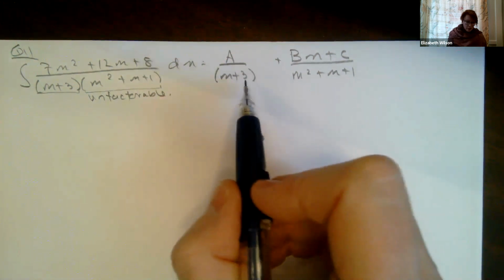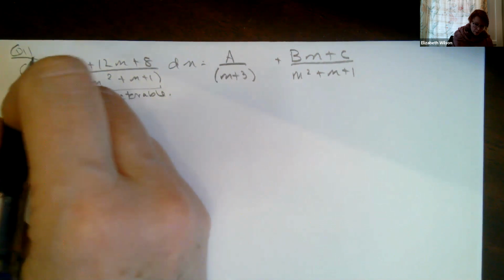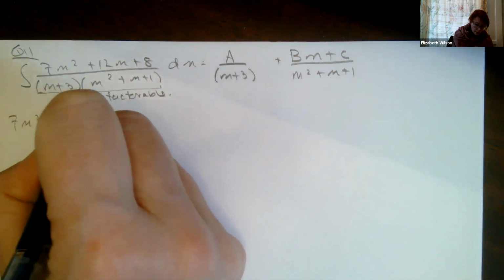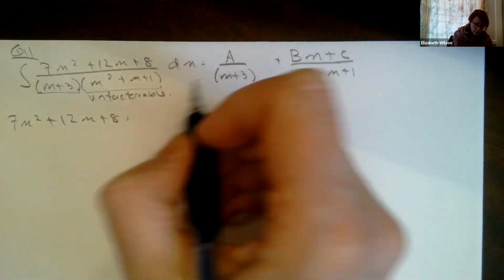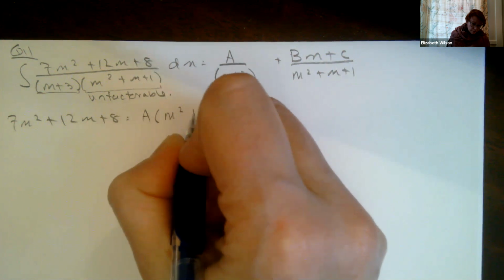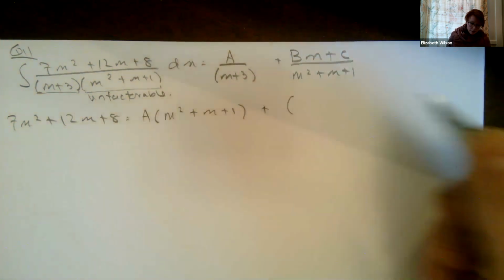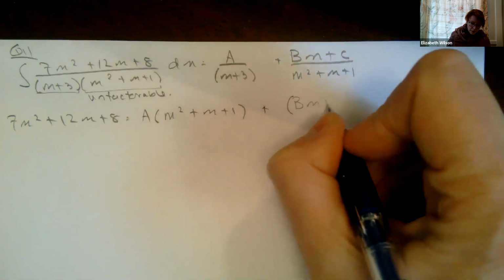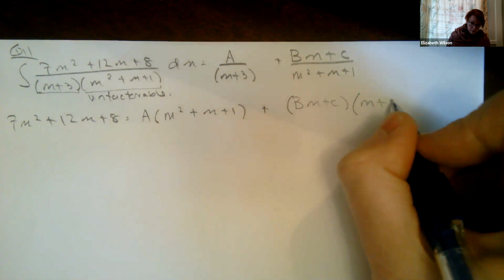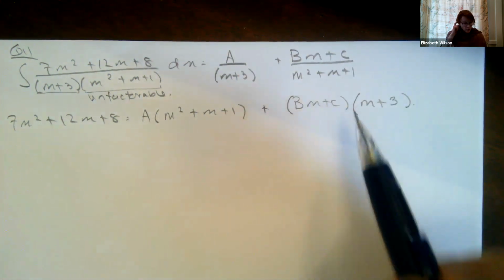I've got a linear factor here, so I'm going to go like this. Watch. I have to multiply both sides by the denominator, so I'm going to get 7m squared plus 12m plus 8 equals A times, because the m plus 3's cancel. Now put parentheses around this, bm plus c times m plus 3. Remember, because you're going to have to distribute it to FOIL it out.